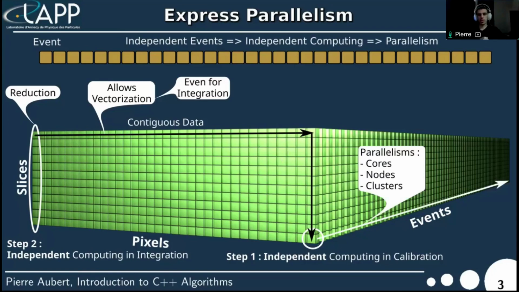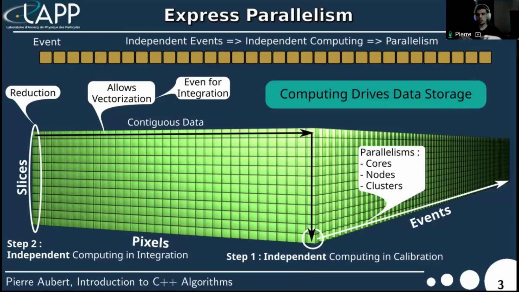And the most important thing here is to remind you that computing drives data storage. You cannot randomly store your data and hope for the best. It's not possible. You have to think about what you want to do with your data to be sure that you have the fastest computing possible.